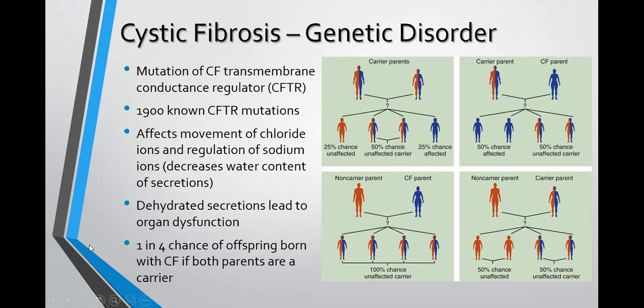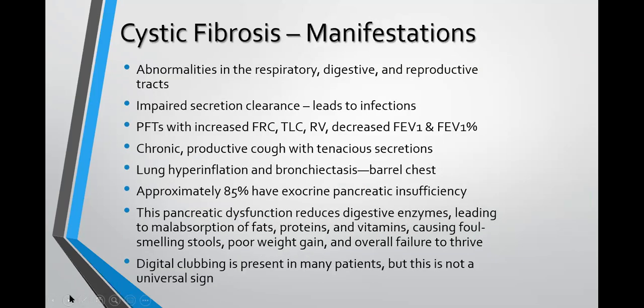So you don't have to know this part, right? You don't have to know all of this. I'm not going to ask questions like that. You just need to know it's a genetic disorder with abnormalities in respiratory, digestive, and reproductive tracts. All you need to know on this one is pretty much that digital clubbing is present in many of these patients, but it's not a universal sign, okay?